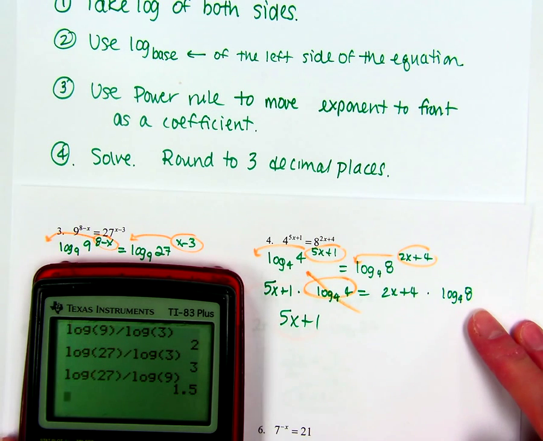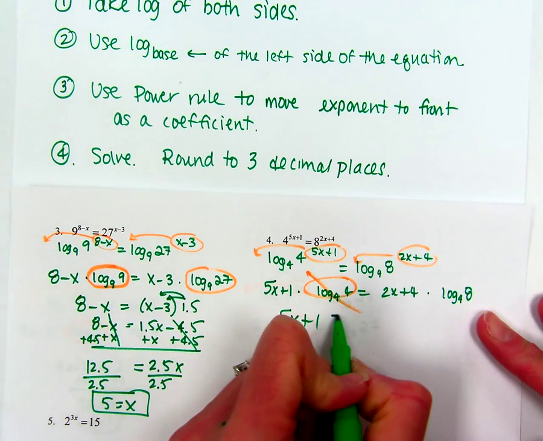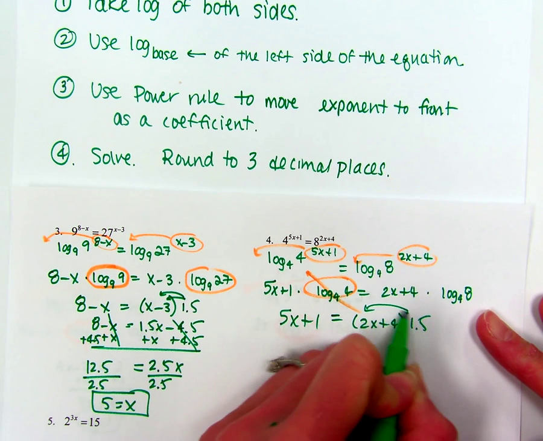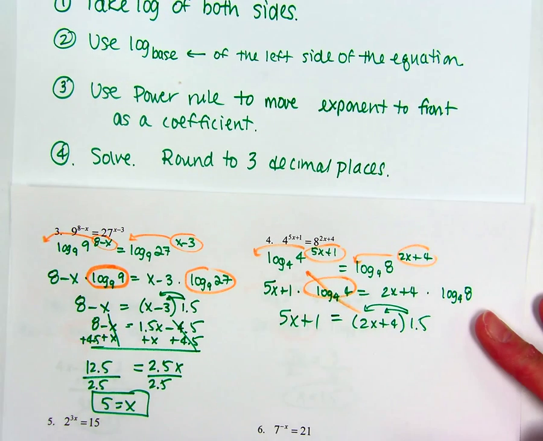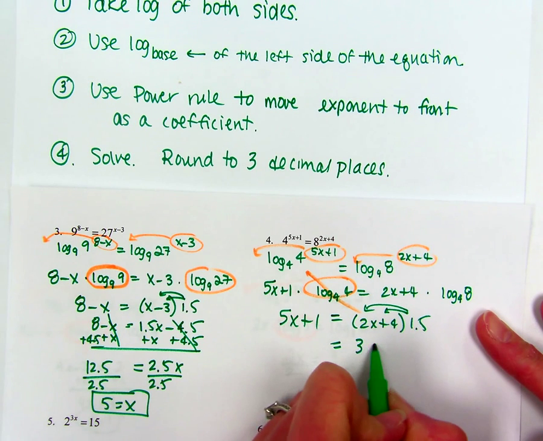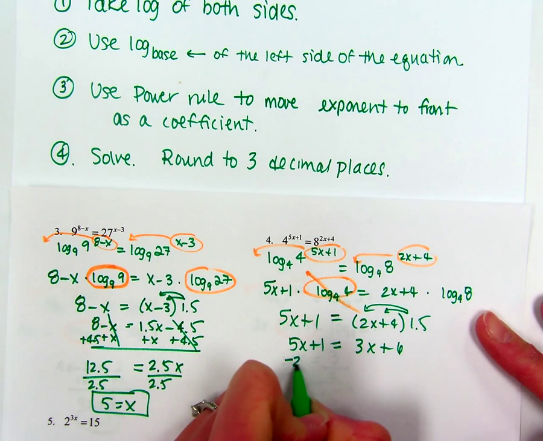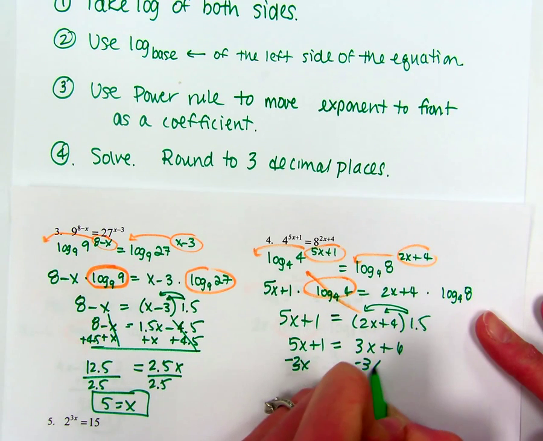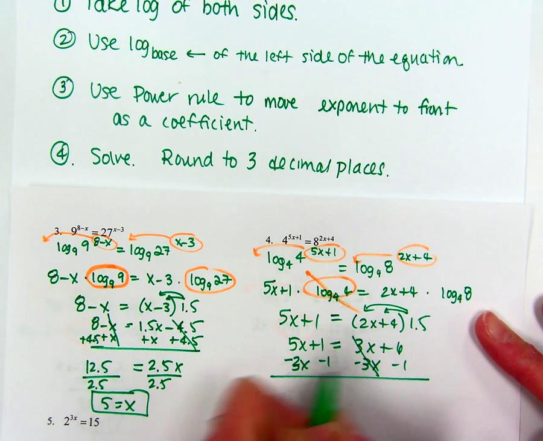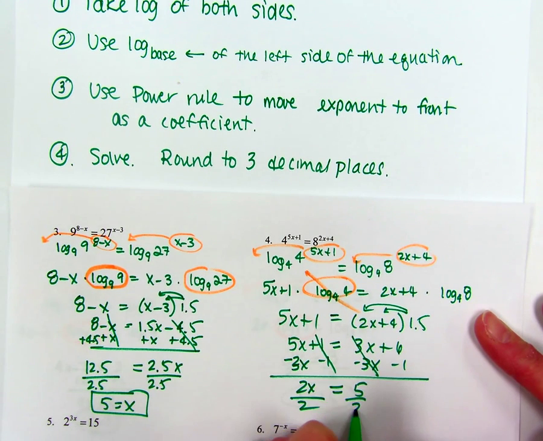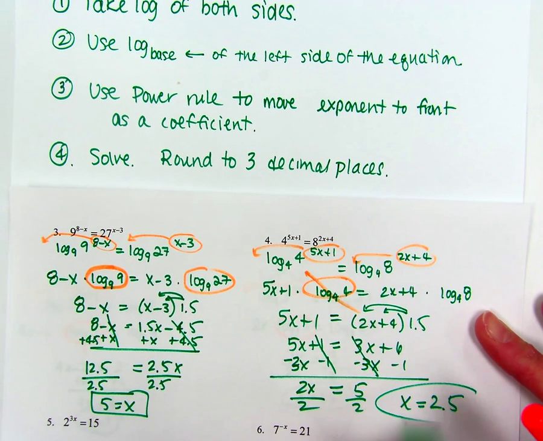For log base 4 of 8, use your calculator, log of 8 divided by log of 4, and that's 1.5. So you have 2x plus 4 times 1.5. So don't forget, now you distribute that. So you're going to get 3x plus 6 equals 5x plus 1. Now that's a normal equation for you to solve. So you get 2x equals 5 divided by 2, and x equals 2.5.